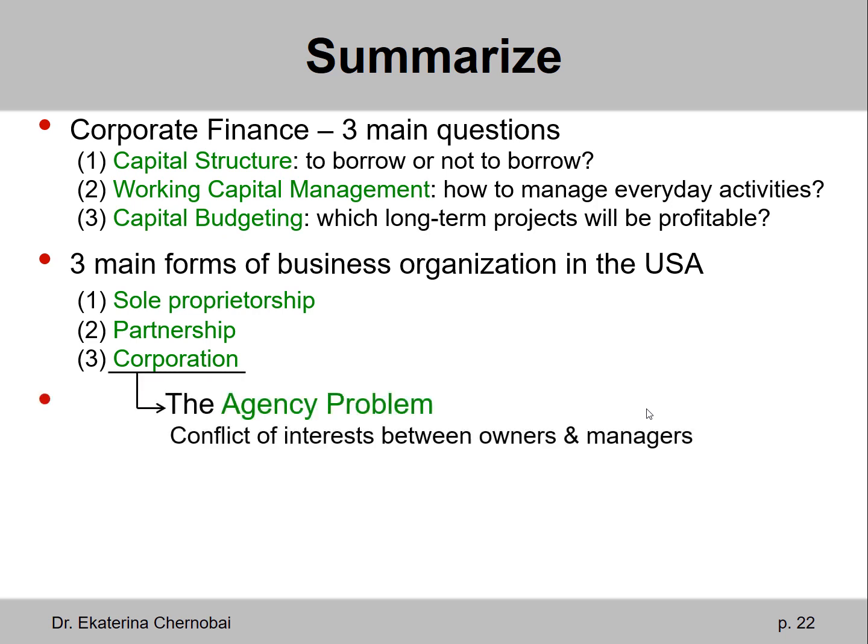Then in the corporate form, there is something called the agency problem. Because unlike sole proprietorship and partnership, where the business owner or owners are also the ones who run the business, in a corporation, it's separated into two different groups of people. Those who own it, stockholders, and those who run the business, the managers. The agency problem is a conflict of interests between these two groups. We looked at more details on it, some examples, and how it could be resolved.